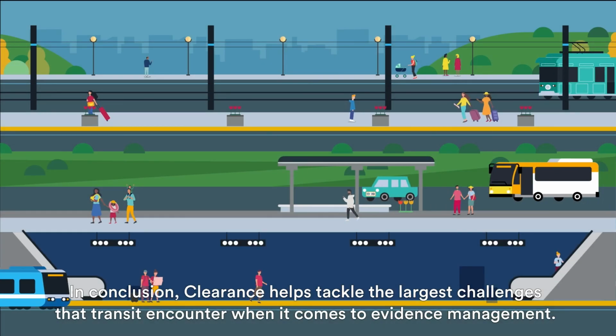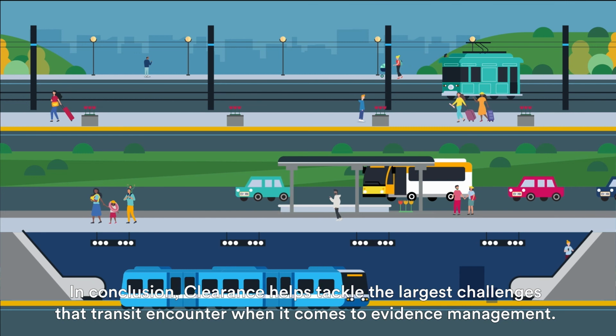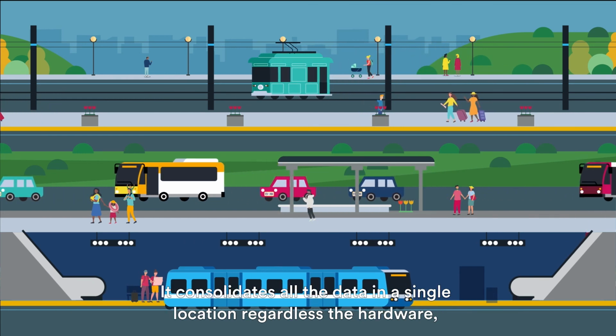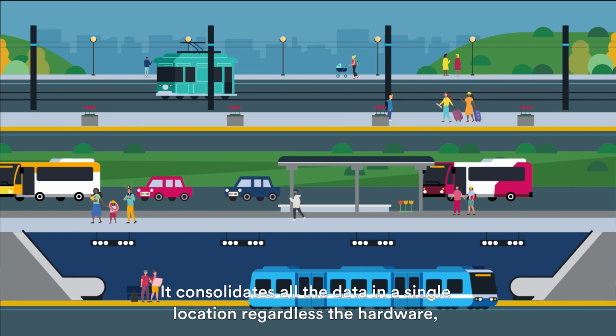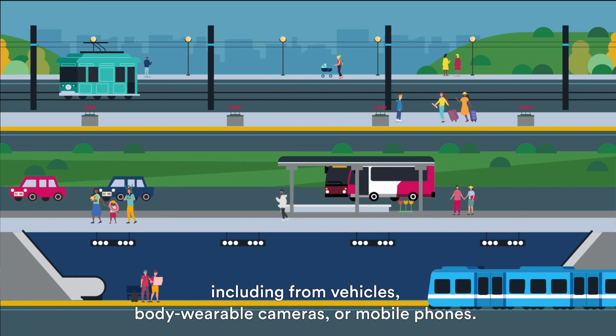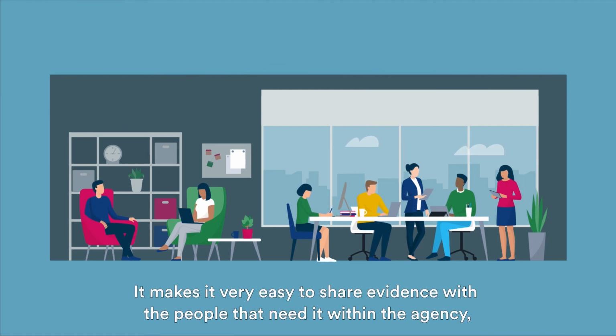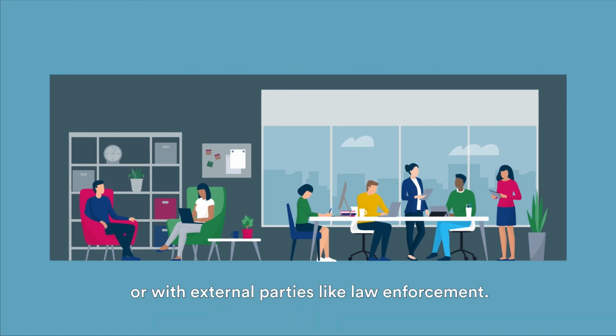In conclusion, Clearance helps tackle the largest challenges that transit agencies encounter when it comes to evidence management. It consolidates all the data in a single location regardless of hardware, including from vehicles, body wearable cameras, or mobile phones. It makes it very easy to share evidence with the people that need it within the agency or with external parties like law enforcement.